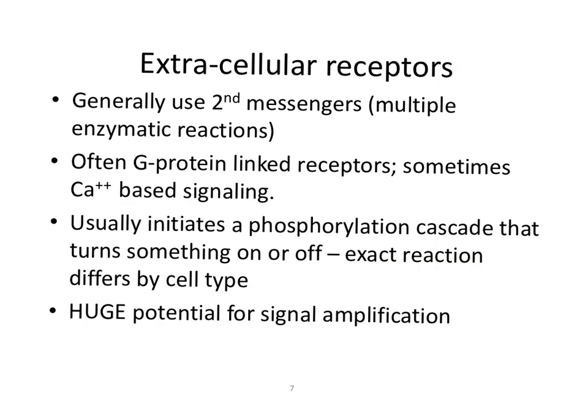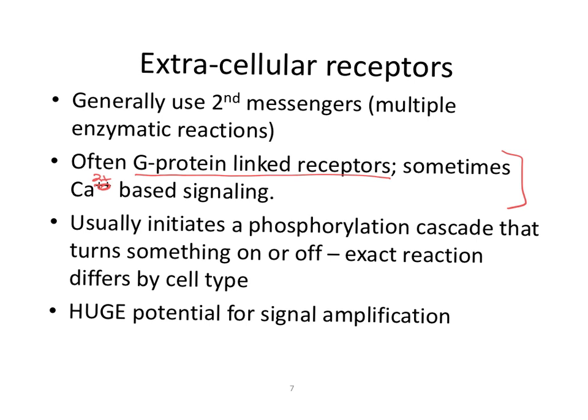Now, when a cell has an extracellular receptor, that means the receptor is sticking out the outside of the cell, and it's going to use a set of second messengers. And what that means is on the inside of the cell, a lot of different reactions are going to happen to finally make the last event occur. I'll show you that on the next slide. Sometimes these will be G protein linked receptors. Sometimes this uses a calcium-based signaling. This is not something that I'm going to ask you. I just think this is an interesting bit that you should be aware of.